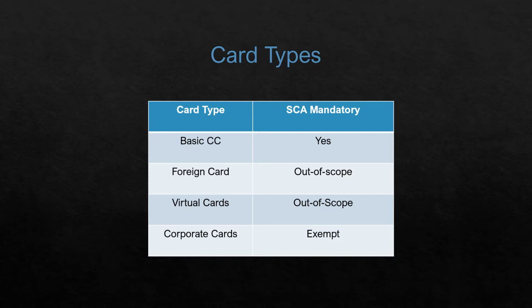So these cards are actually out of scope of SCA. That does not mean that they will not work if 3DS is enabled at every layer, but these cards don't need the SCA security mandate, and they work without going through that flow. And for sure, the merchants and the payment gateway don't have to worry about these. They will be handled by the issuer.